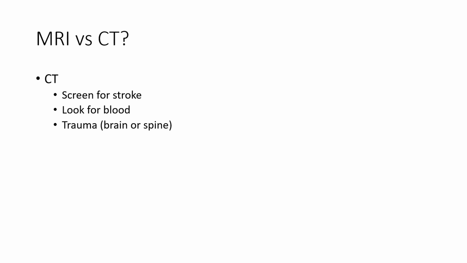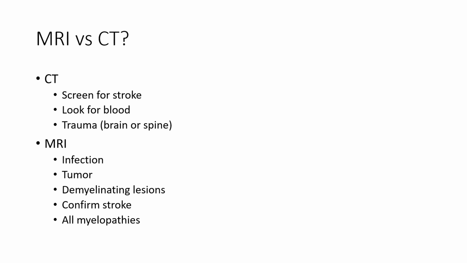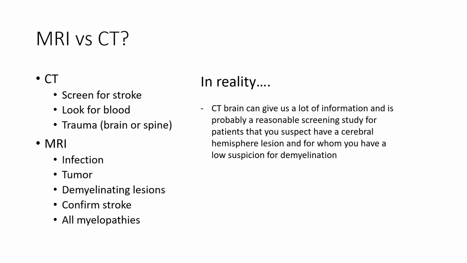A CT scan in general is good for looking at blood, and it's the scan of choice for patients with trauma, looking for either brain or spinal cord trauma. An MRI, on the other hand, is the ideal test for infections, tumors, demyelinating lesions, and to confirm strokes. It's also the test of choice for all spinal cord disorders and myelopathies. But again, in our reality, it's hard to get MRI scans.